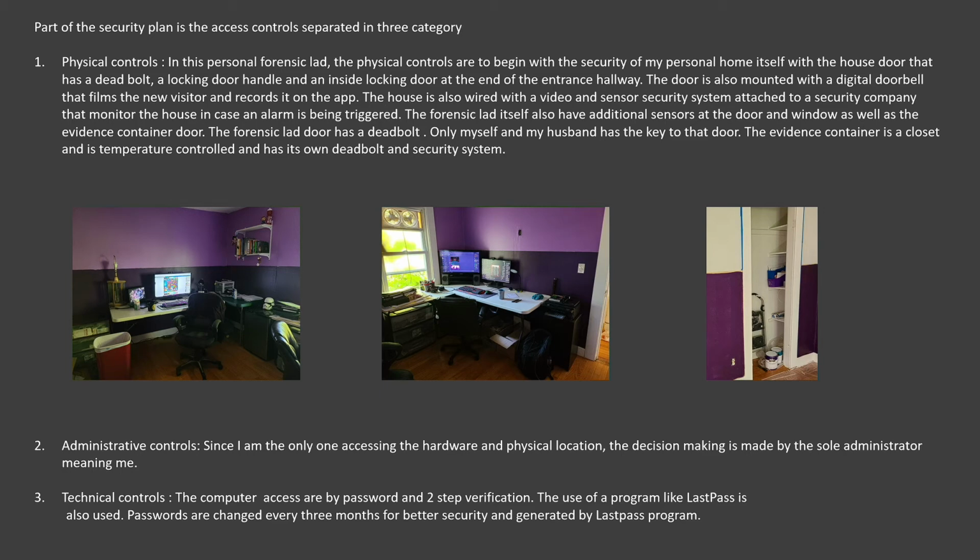As far as the evidence container with an individual door, it would also have an individual locking mechanism, either a handle that locks, a deadbolt, or even a padlock. As far as the administrative controls, if I figure that I'm the only one who has access to those computers along with my husband, then it would be a two-step verification with a password. I don't see much more being needed concerning this aspect. And the technical control, like I said, is the two-step verification.